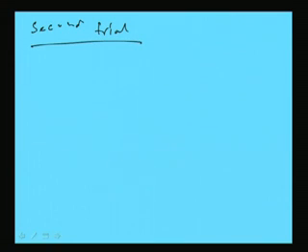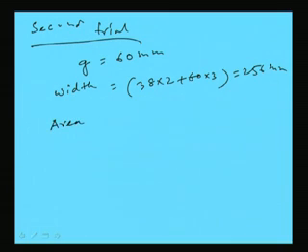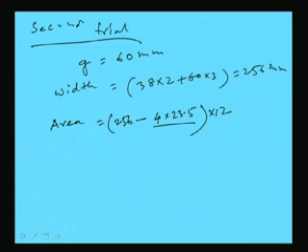In second trial, let us take gauge distance G equal to say 60 mm. So, width will become in this case 38 into 2 plus 60 into 3. So, this is coming 256 mm. Now, area of the critical section will become the width 256 minus 4 into 23.5, this is because of reduction of hole, into 12, that is coming 1944 millimeter square.